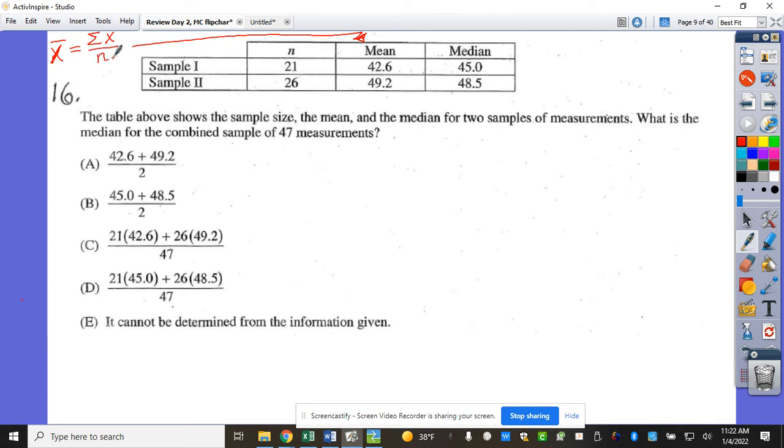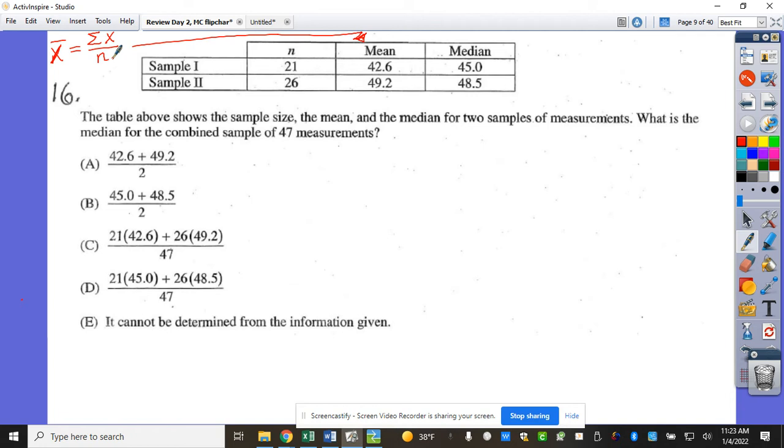How do I find median? Just in general. Median is the what number? Middle. The middle number. Do I have an equation for it like this? No. If I want to put them together, mean has an equation that I can go through to get there. Median does not.